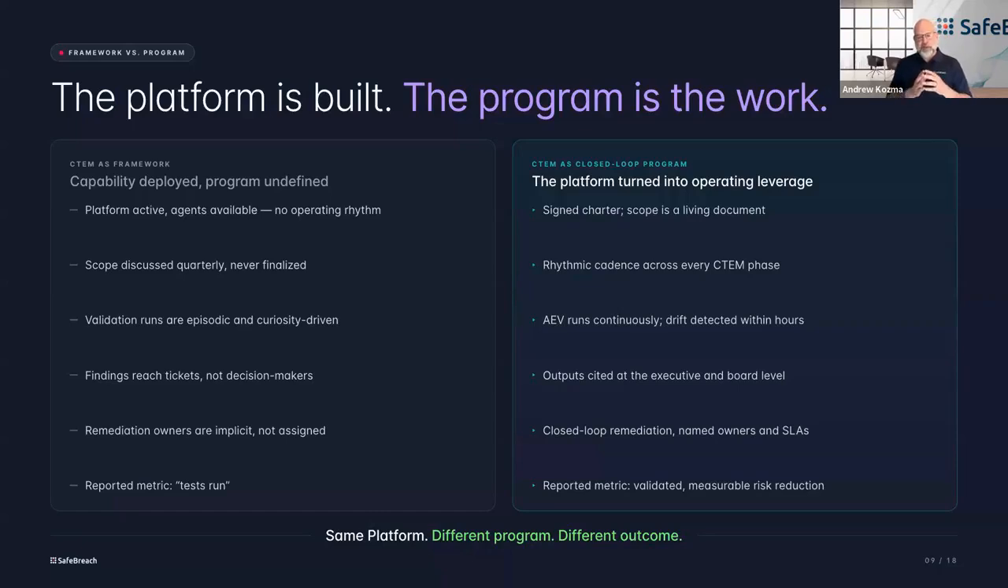So Shahaf talked about the architecture, which is the engine. It's what's going to drive us. The program is the road, and this is where the rubber hits the road. So here we have two columns. On the left side, we can see one organization that has deployed the platform. Both organizations may have similar security stacks and deployed the same platform.